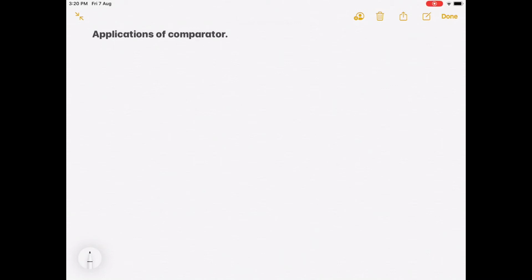Hello everyone. Today we are going to learn about applications of comparator. There are many applications like zero crossing detector is the first application which converts sine wave to square wave. Then pulse time modulator is there, window detector is there, phase detector is there. Okay. So we will see some of its application. So first application is the zero crossing detector.